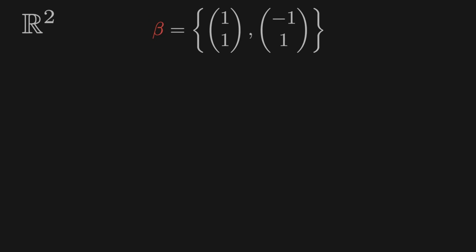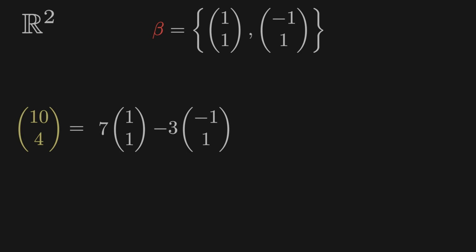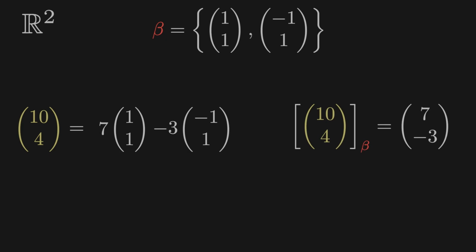Suppose we are working in R2 and our basis beta is (1, 1), (negative 1, 1). Let's pick the vector (10, 4). This can be written as 7 times the first basis vector and negative 3 times the second basis vector. So the coordinate vector for (10, 4) with respect to beta is (7, negative 3).